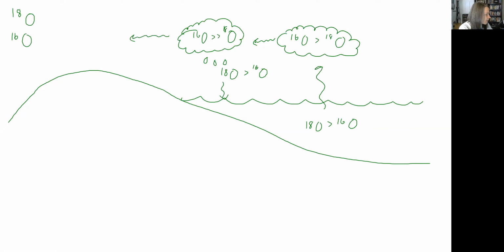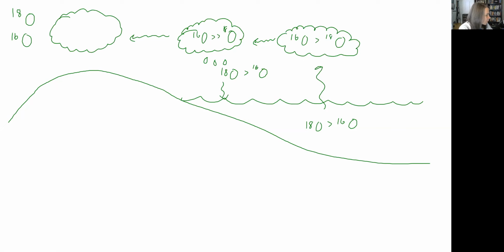Now, let's say that our cloud ends up over land eventually, and let's just imagine that we have moved from a hotter area to a colder area. So maybe we've moved here from the equator to North America somewhere, or Europe, right? Some kind of scenario in that case. So we move to cooler environments.